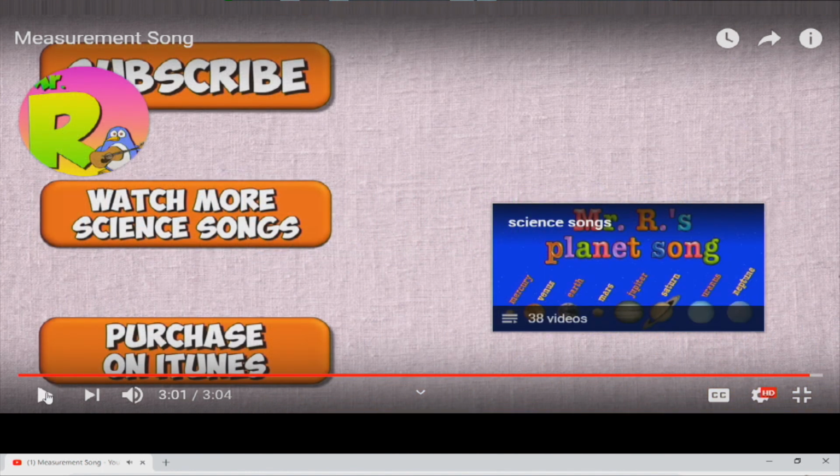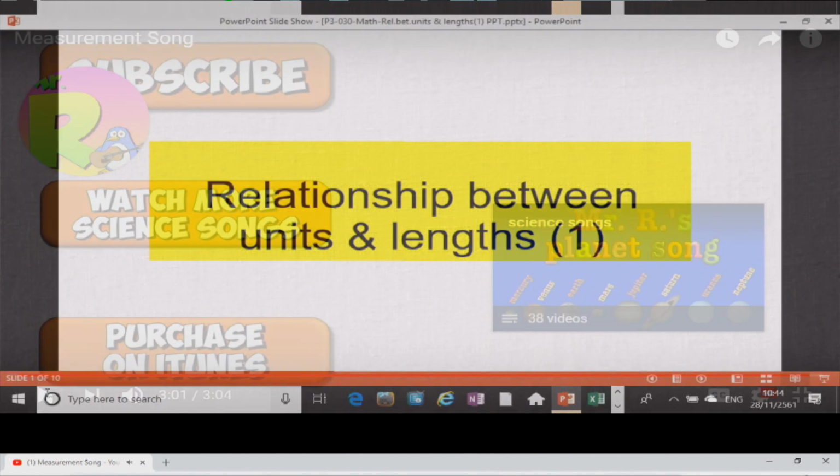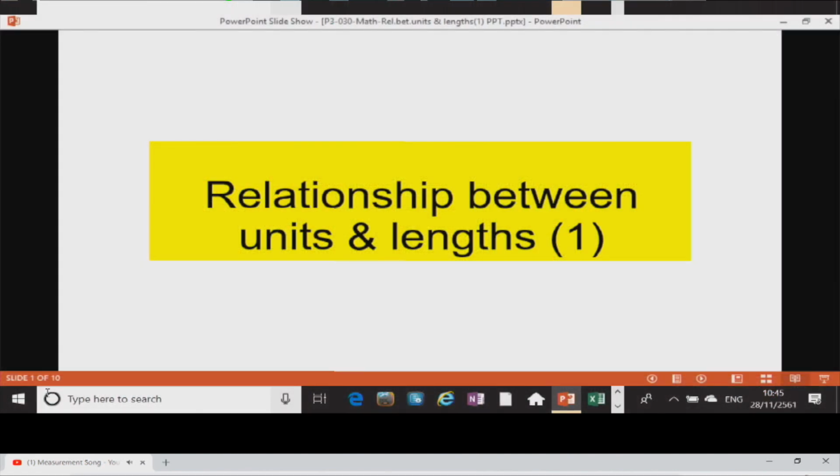Okay guys, so that was our song about measurement. Today's PowerPoint presentation is called Relationship between units and lengths. Okay, so let's take a look.